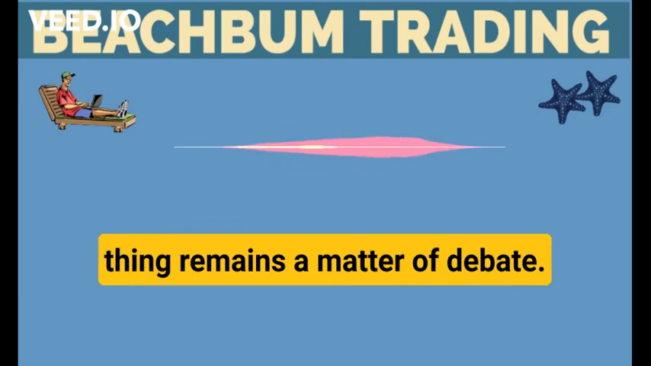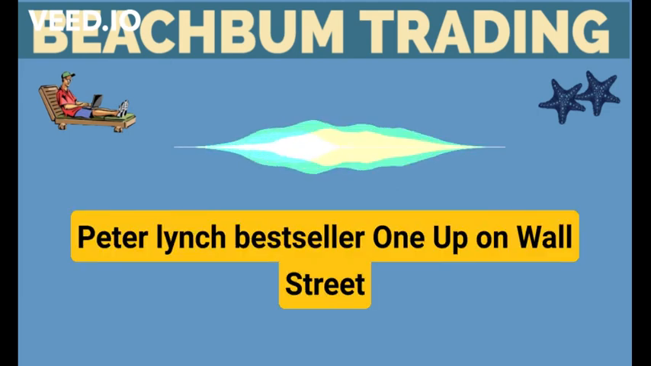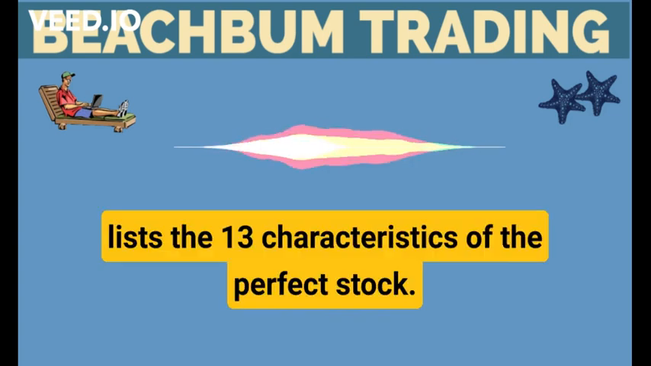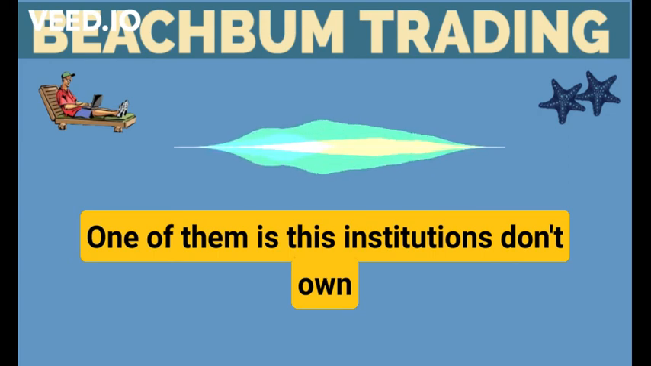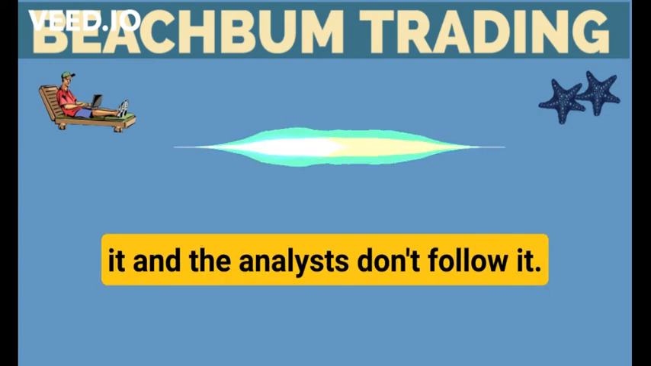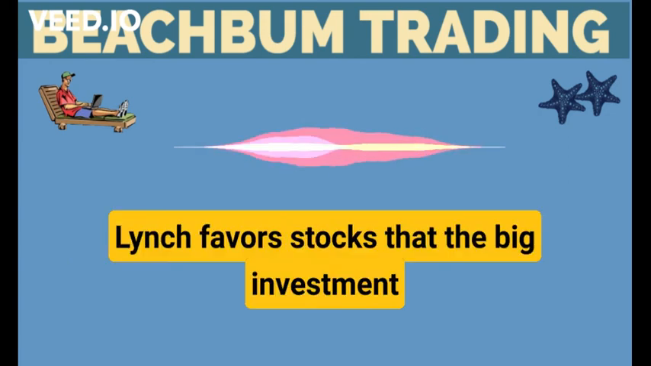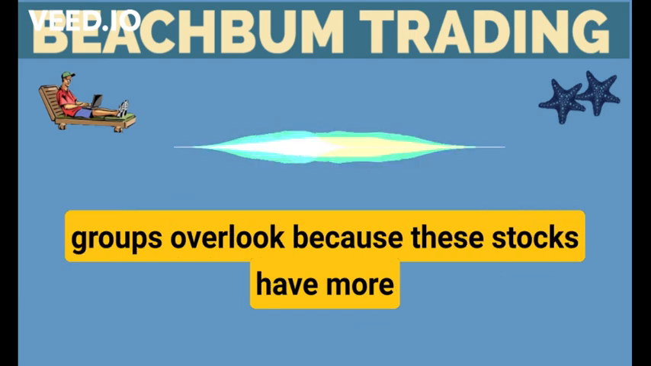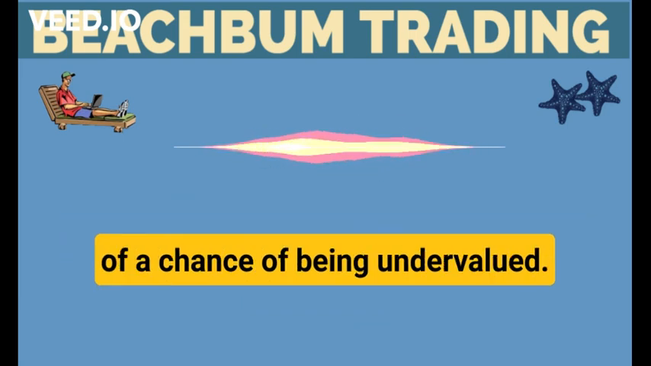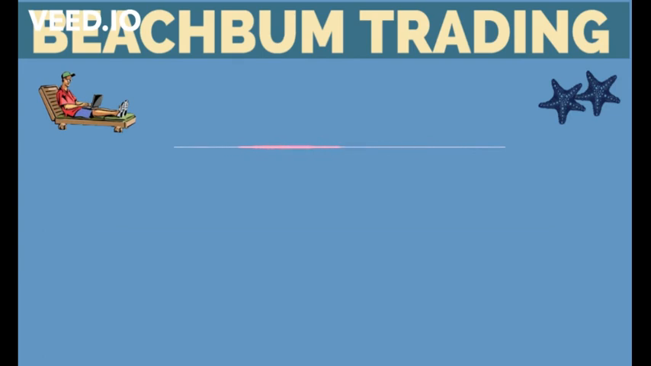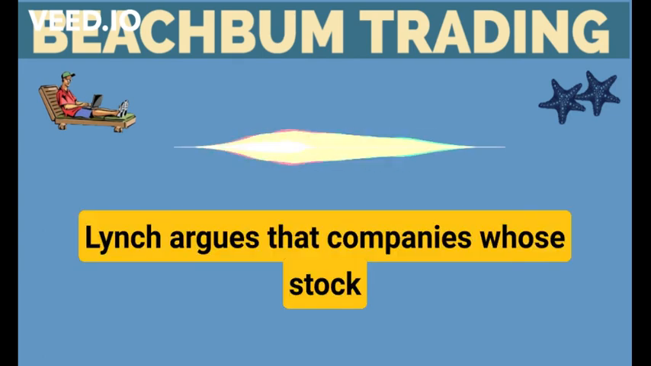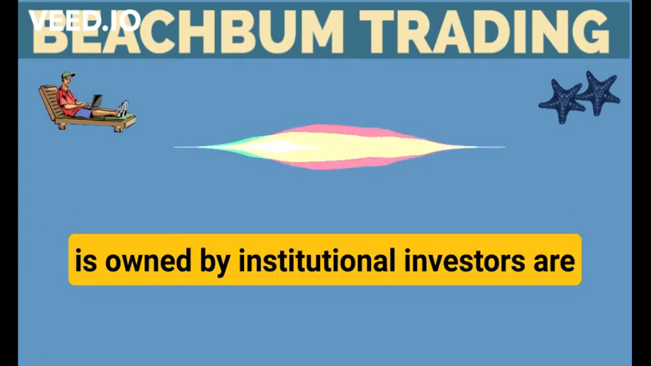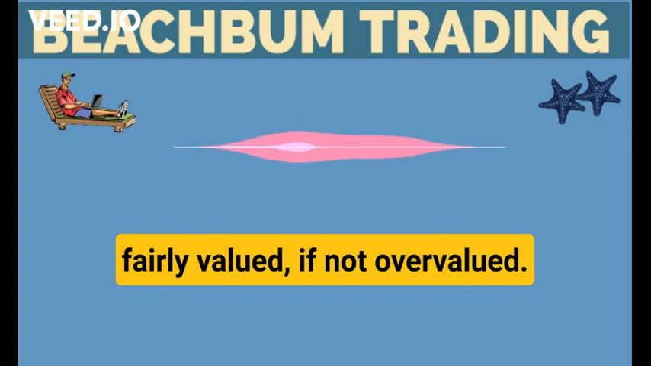Whether institutional ownership in a stock is a good thing remains a matter of debate. Peter Lynch, in his bestseller One Up on Wall Street, lists the 13 characteristics of the perfect stock. One of them is this: institutions don't own it and the analysts don't follow it. Lynch favors stocks that the big investment groups overlook because these stocks have more of a chance of being undervalued.